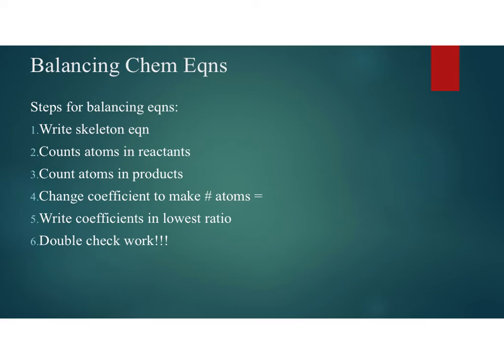Okay, then we're going to want to count the number of atoms in the reactants and count the number of atoms in the products. Okay, and I did that on that last slide when I like to draw a line straight below the arrow, and then I like to do that on either side so I can see how many that I have. Then what we're going to do is we're going to start changing the coefficients to make the number of atoms equal.